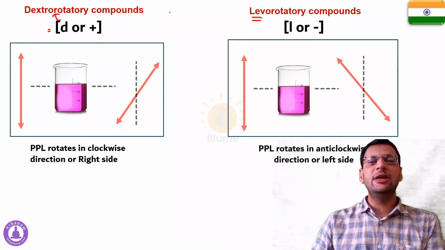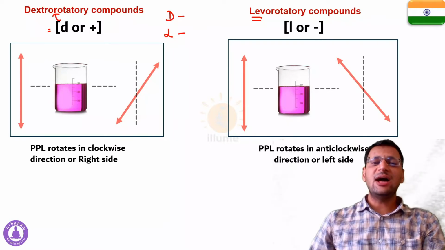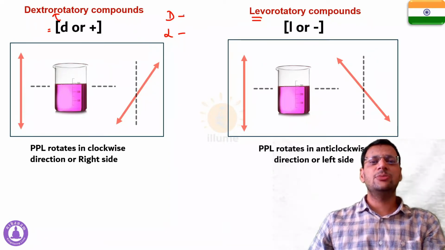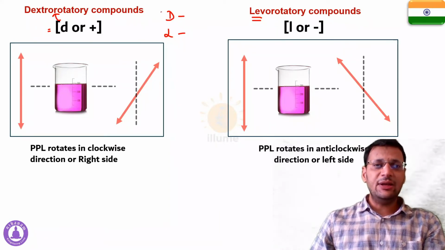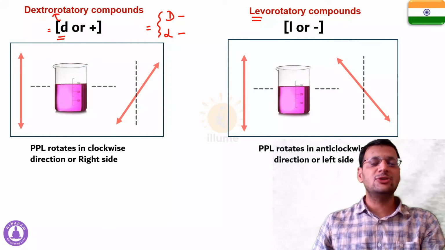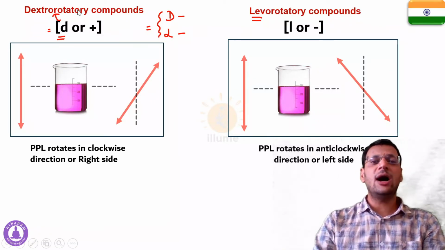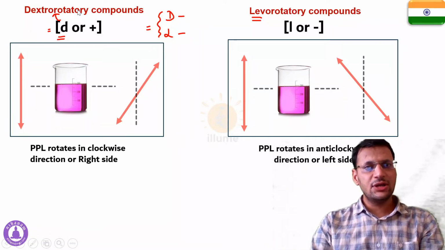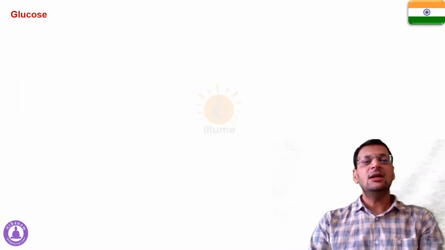You must have heard about the D form and L form of monosaccharides, which are two different kinds of enantiomers. This capital D and capital L isomerism is totally different from small d or small l type of isomerism, and these two are not related to each other. Let's see how.